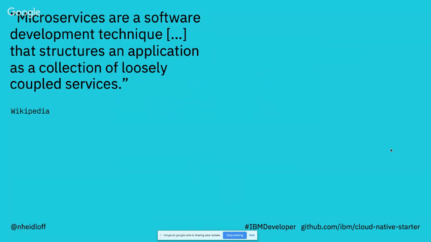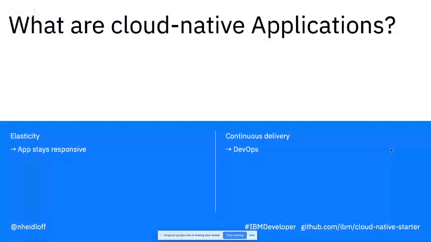I assume that actually all of you have heard about microservices and cloud native. So I don't really want to do here a long introduction. Just very quickly, this is the definition of microservices from Wikipedia, and I think it's pretty good. It says microservices are a software development technique that structures an application as a collection of loosely coupled services. And what that means is that you break down complex applications into simpler and smaller microservices. And that technique is really the core for cloud native.